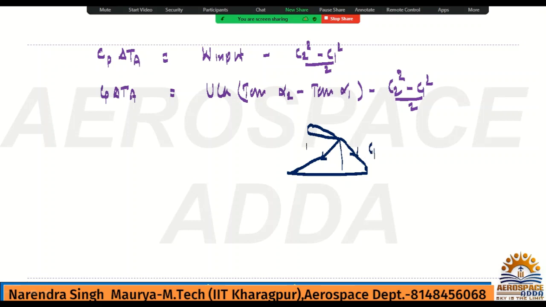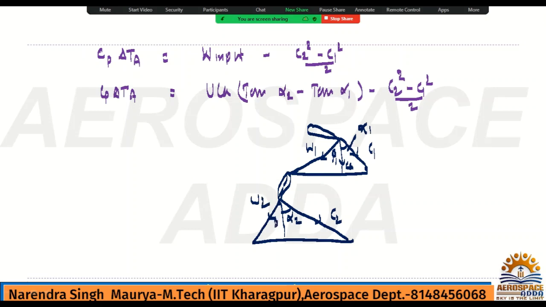This is C1, this is W1, CA, this is alpha 1, beta 1. This is the exit triangle, and this is C2, alpha 2, W2, beta 2, this is CA. The rest you know, this is U, and this is also U. Velocity triangle, you are now aware of this.